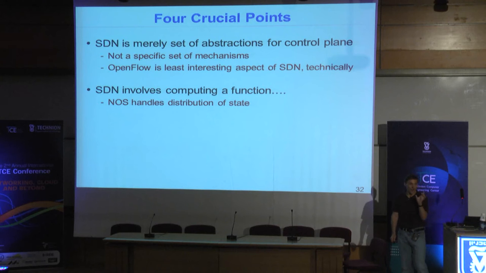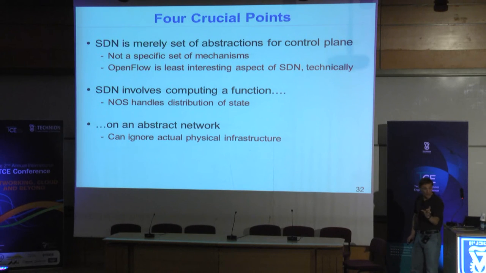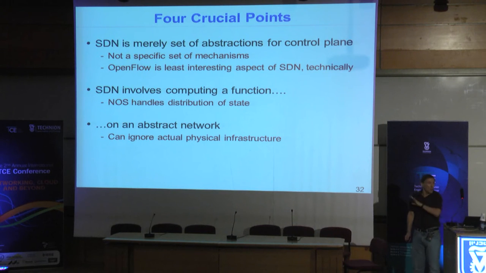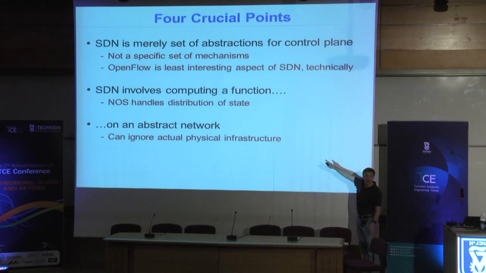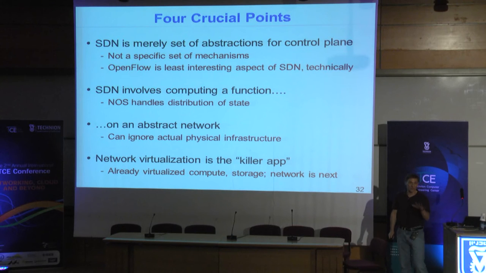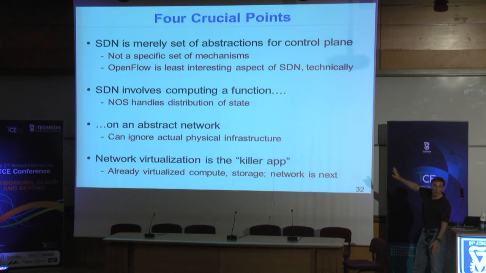SDN involves a function, not a distributed protocol, a function. The network operating system is what handles all the distribution. So SDN involves computing a function. That function is evaluated on an abstract network. So for the first time, networking is now free of what the actual network looks like. We've been free of that in computing for a long time due to virtualization. Now, we don't actually care what the network topology is because we are computing this function on an abstract network and the compiler takes care of what the physical network looks like. And that network virtualization is the killer app. These are the 4 points you should remember about SDN. Everything else is a waste of time.